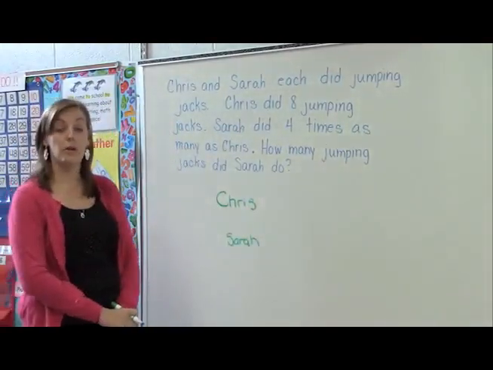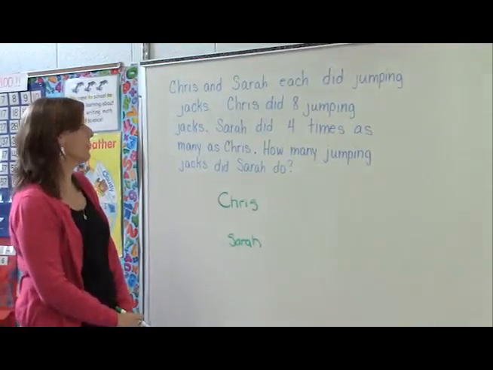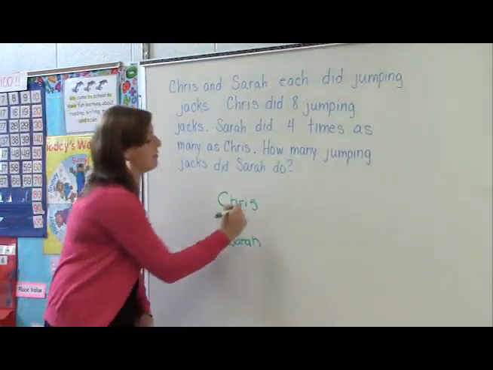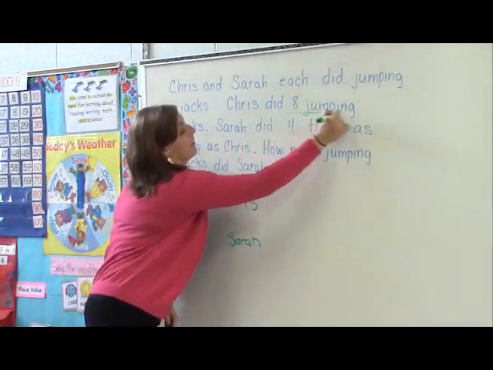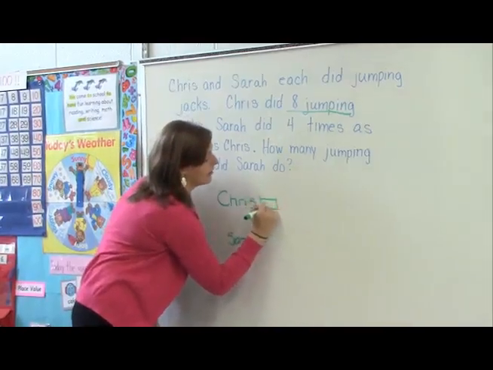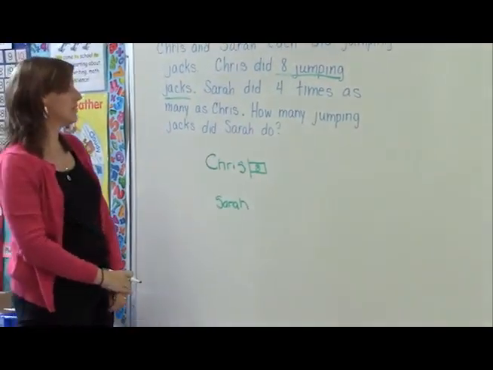So then we read the question one sentence at a time. Chris and Sarah each did jumping jacks. Chris did 8 jumping jacks. So for Chris, we're going to write a bar and give it 8, since he did 8 jumping jacks.